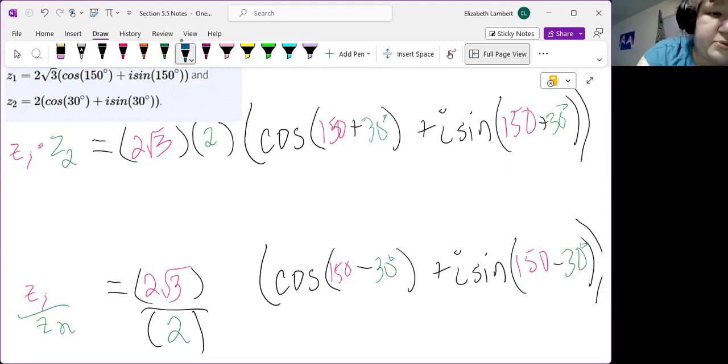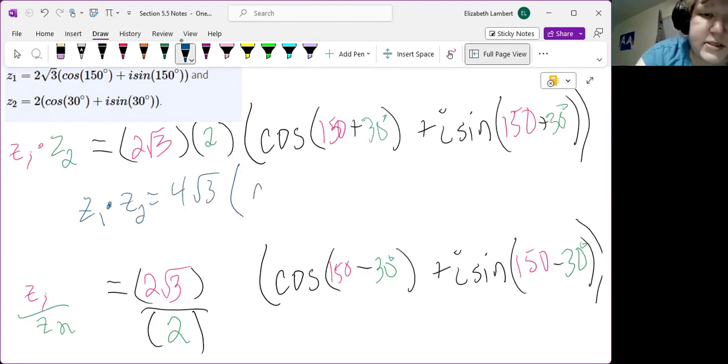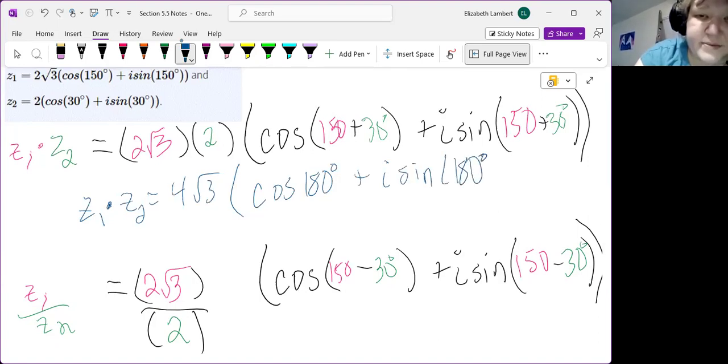All right, so our product is 4 square roots of 3 times the cosine of 180 plus i sine of 180, which again just works out to be -1. So we get a real number there.